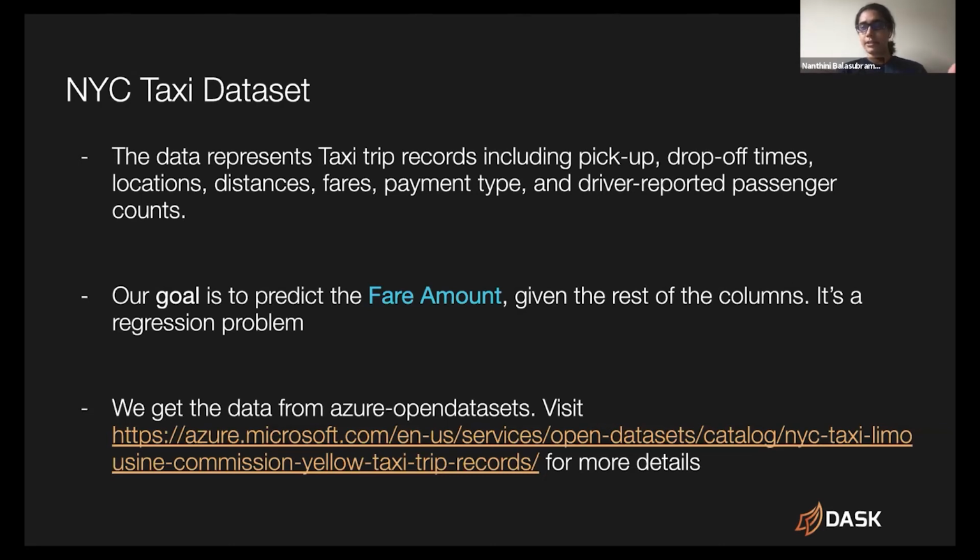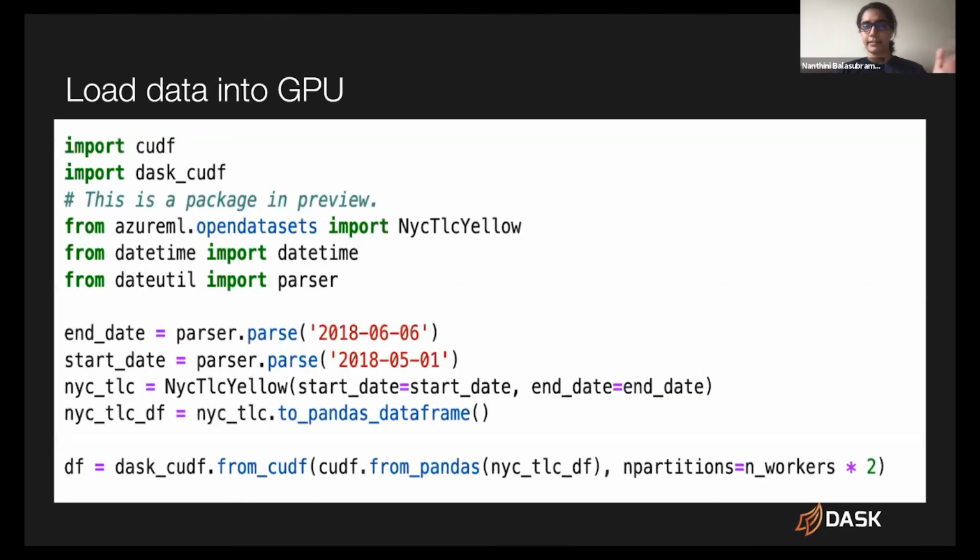So that's the task we're going to be solving. We're going to be predicting the fare amount for the trip given all of these parameters. And like I said, the data set is going to come from open data sets from Azure. It's just a very clean way to read it. You just have to pass in the start date and the end date, as you can see in this API.